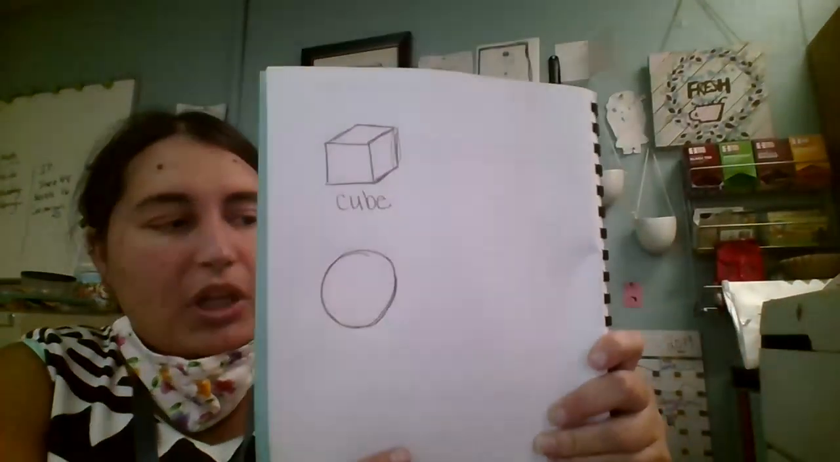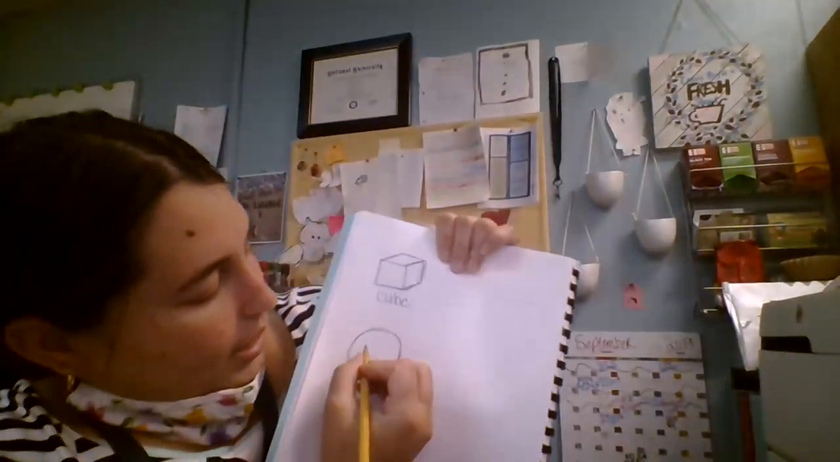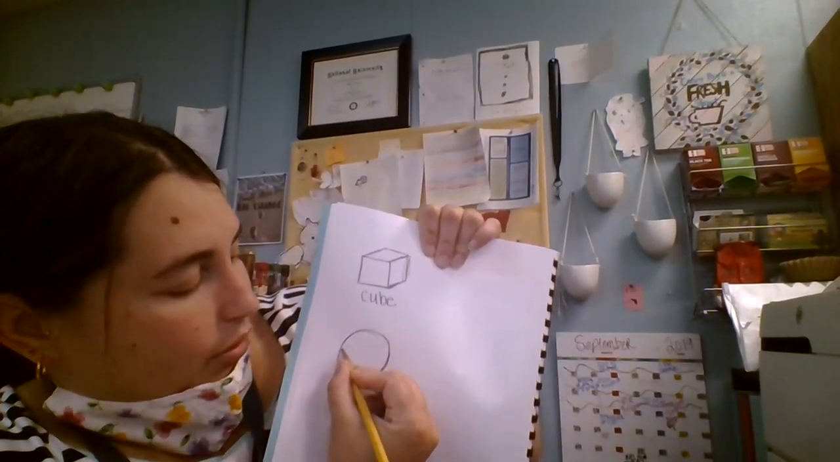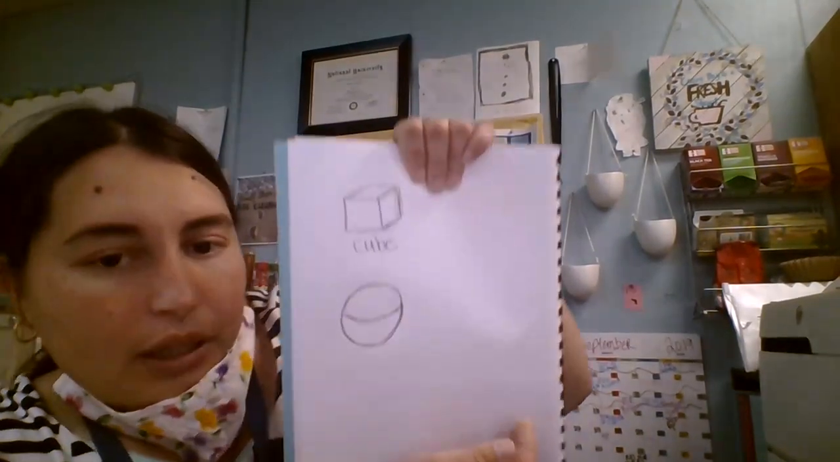The next one is a sphere. Now a sphere is basically a 3D circle. So the first thing you're going to draw is a circle. Oops, not the greatest circle. Alright, once you have the circle, you're going to draw a line here that's like a smaller half of a circle. Like you're giving it a smiley face from edge to edge.